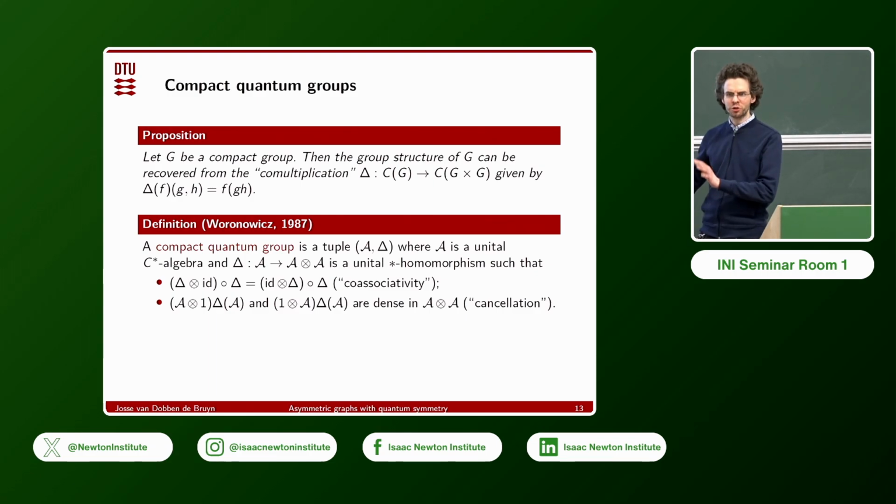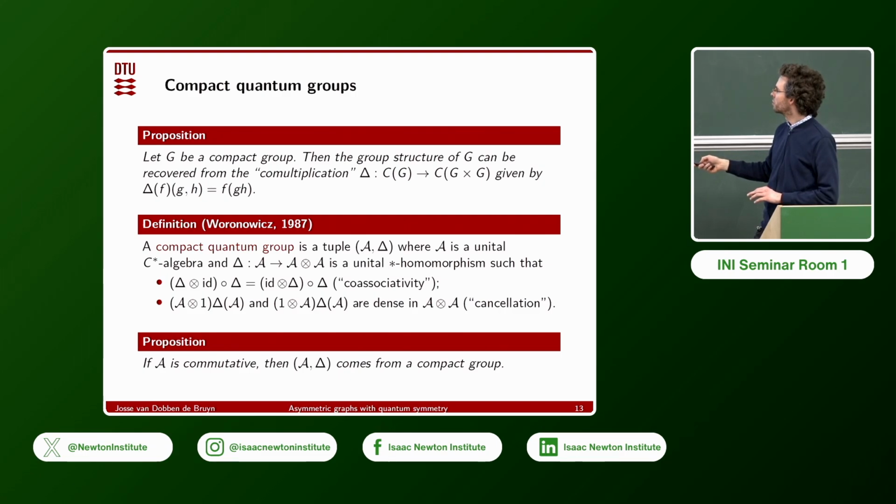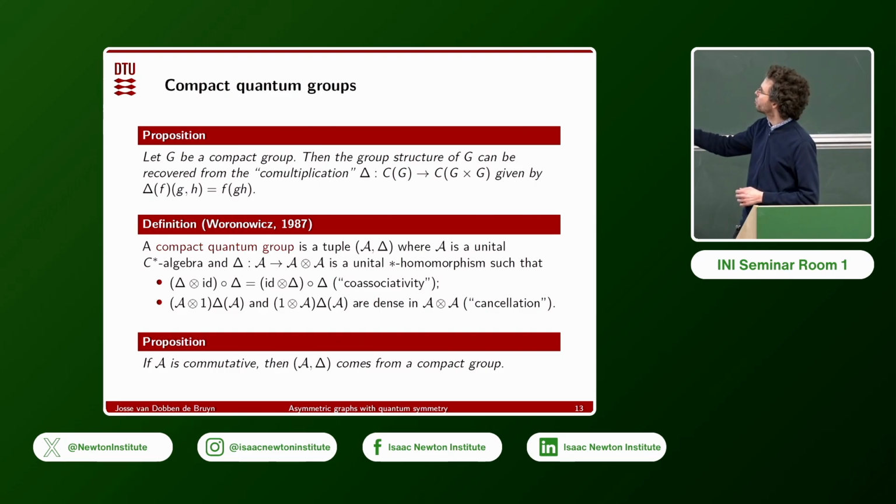I'm not going to say much more about quantum groups here, but maybe one thing is that if you have a compact quantum group and the C-star algebra is commutative, then actually you can show that it comes from a compact group in the sense that this proposition shows. So there is a compact group so that delta is exactly this co-multiplication.